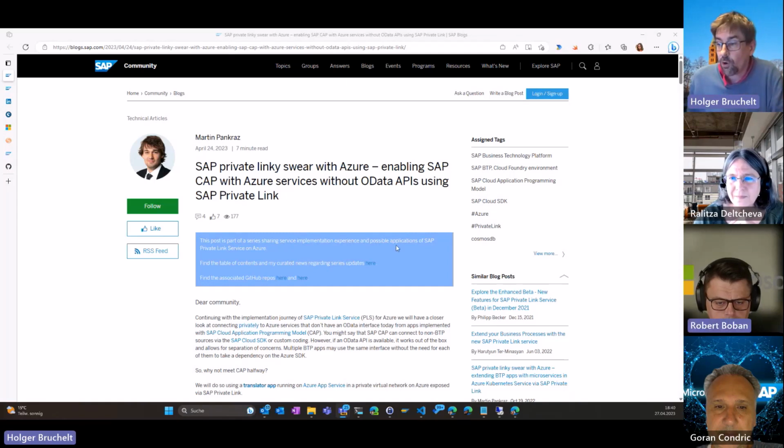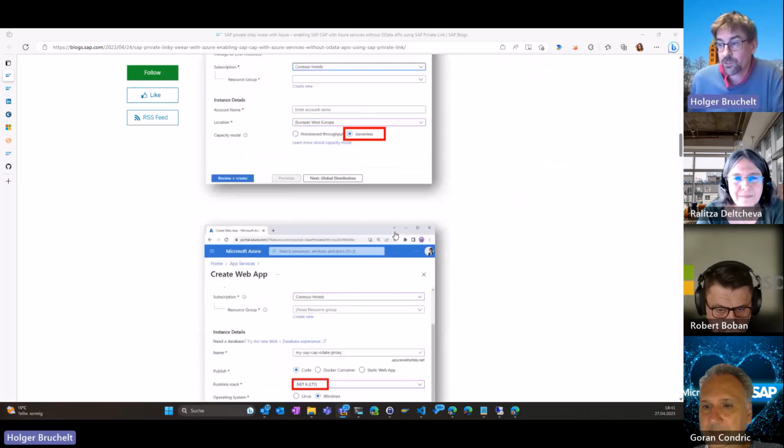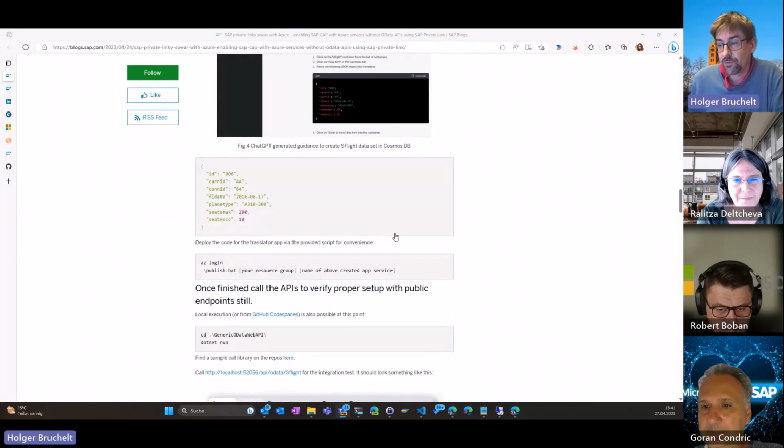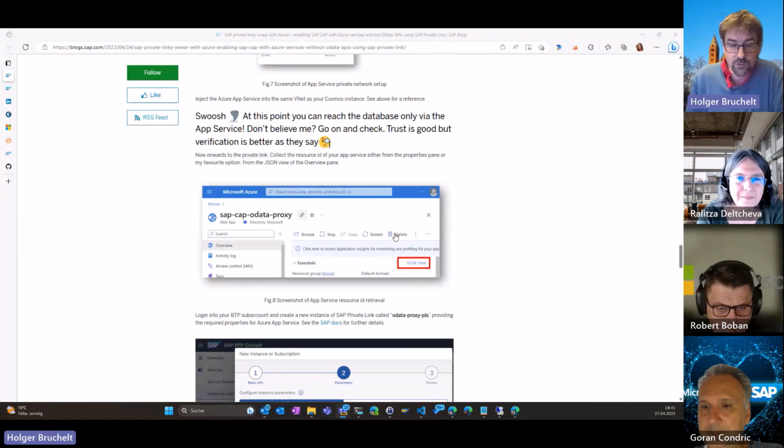And like always, Martin guides us through the whole setup, really starting from scratch, how to get started, how to set up the individual pieces to get it working. It's a beautiful blog post that guides you through the steps on how to use Private Link also in scenarios where you don't have the OData services and where you need to have this translation in place. So definitely something to check out.